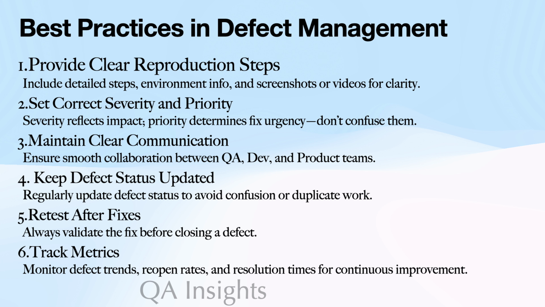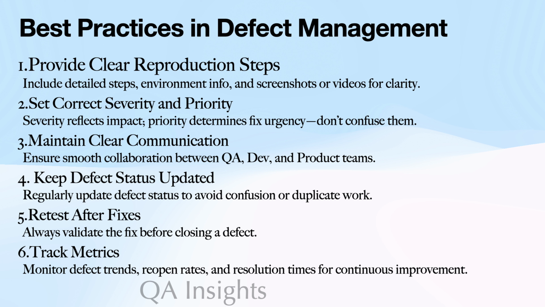Second, use the correct severity and priority levels. Severity tells how badly the bug affects the system. For example, a system crash has high priority and high severity. Priority tells how soon the bug should be fixed. A spelling mistake may be low severity, but if it is on the home page, it might be a high priority.